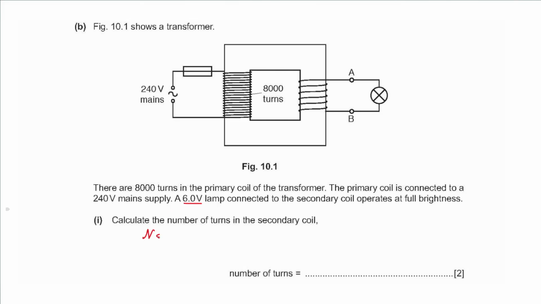We use NS over NP is equal to VS over VP. NS is unknown, NP is 8,000, the primary. VS was 6 and VP is 240. Then we do cross multiplication, 8,000 times 6 over 240. That gives an answer of 200 turns.